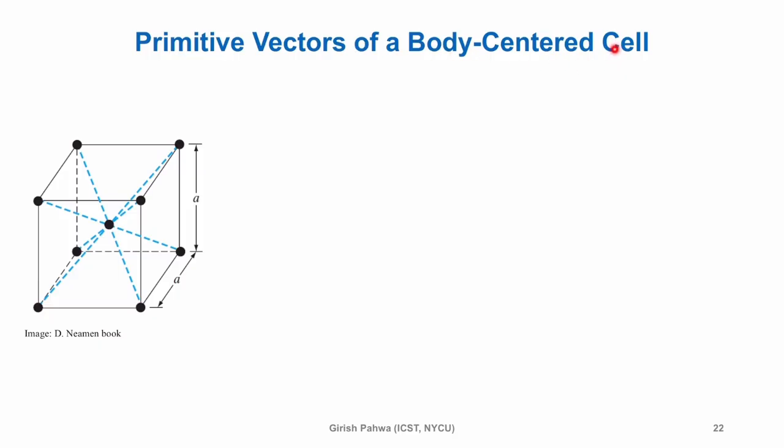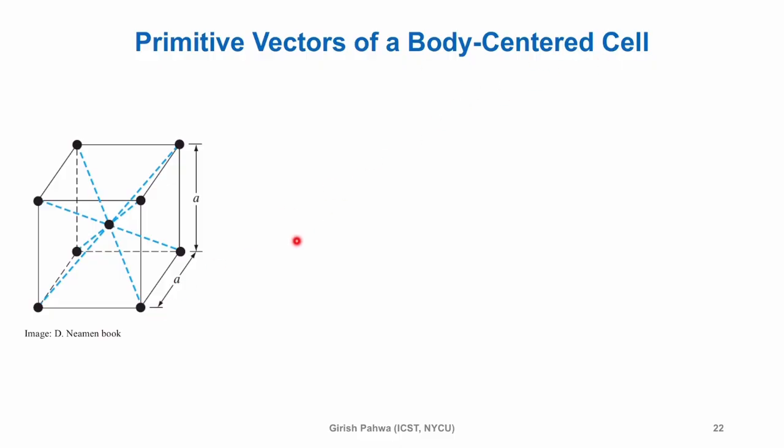Okay, or a BCC. So you have a simple cubic lattice, but inside, exactly in the middle, you have one more lattice point. So that's called BCC. Now what will be the primitive vectors for the BCC? You know the primitive vectors for the simple cubic, which are A1, A2 and A3, along these three sides. But what will be the primitive vectors of a body-centered cell?